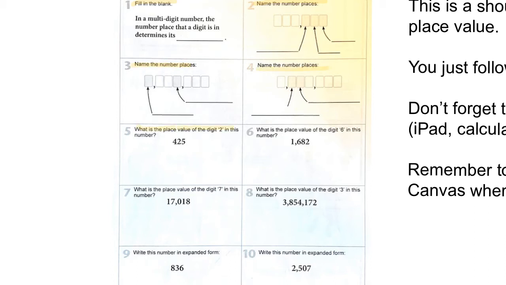What is the place value of the 2 and the digit? Okay, same thing. What is the place value? Write this number in expanded form. If you don't remember what expanded form is, look it up. Okay, good luck and have fun with this page.